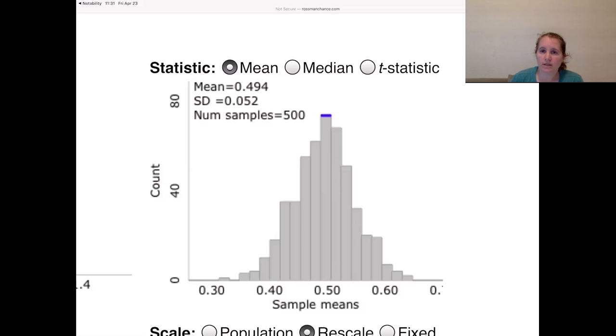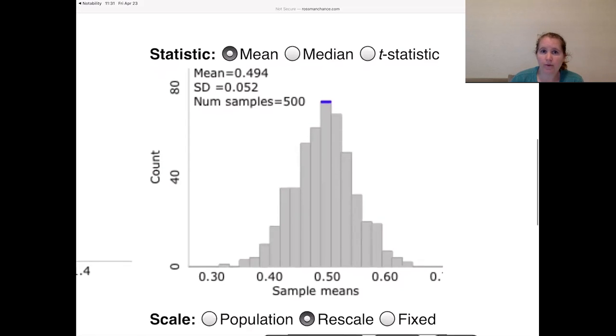So this was playing around with a basic distribution of sample means from our data set. So in the next video, we are going to play around a lot more with this simulation, but this was just a rough introduction.